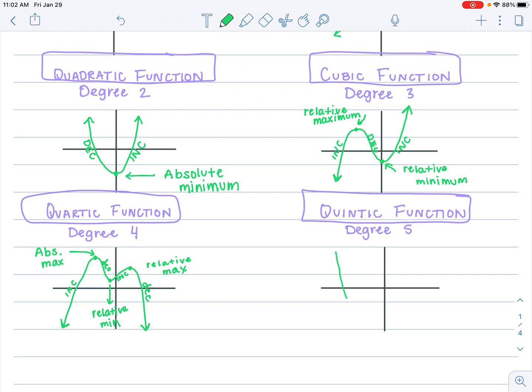This has a degree of 5. So a quintic could look something like this, where I think this point and this point here are both going to be relative minimums. And this point and this point are both going to be relative maximums. There are no absolutes because those arrows are going to go extending forever and ever.